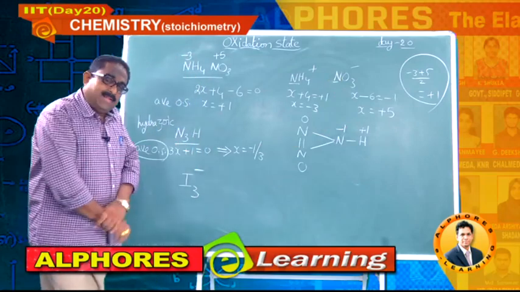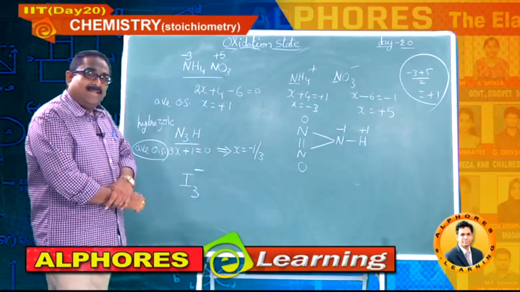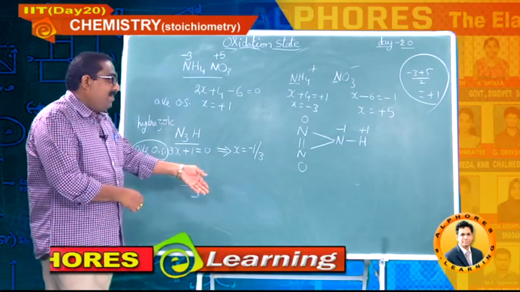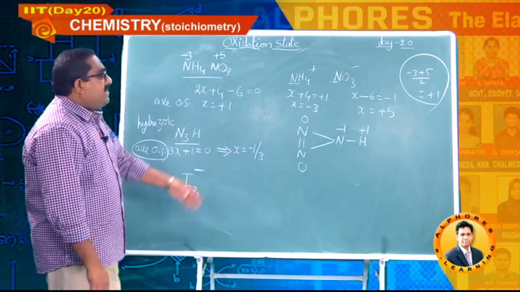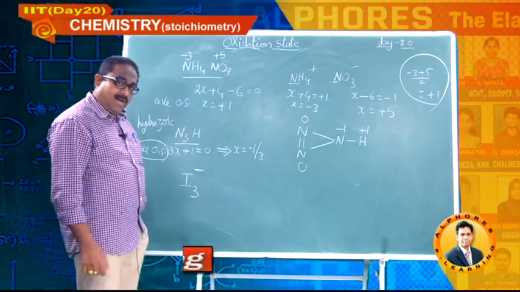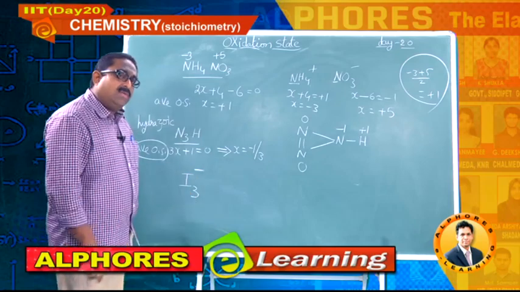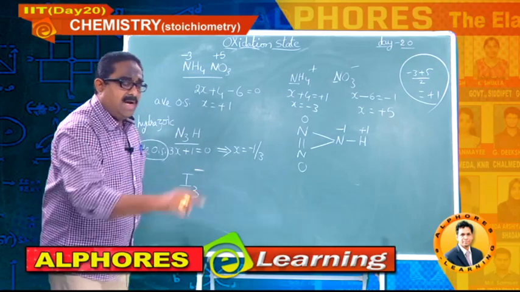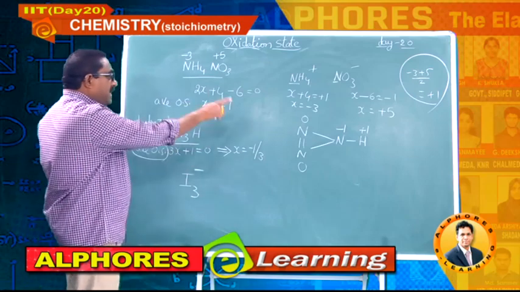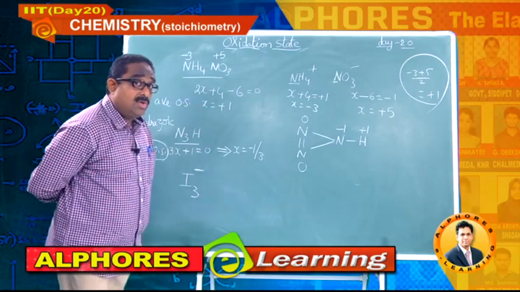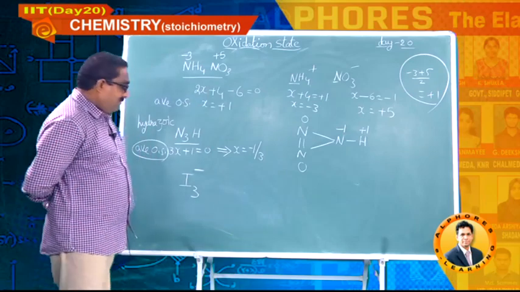Now, go for the average. 3 nitrogens, 0 plus 0 minus 1 divided by 3. Again, you will get minus 1 by 3. So, the individual oxidation states of nitrogen are 0 and 0 for 2 nitrogens and minus 1 for 1 nitrogen. So, the average oxidation state is minus 1 by 3. The individual oxidation states are 0, 0 and minus 1.